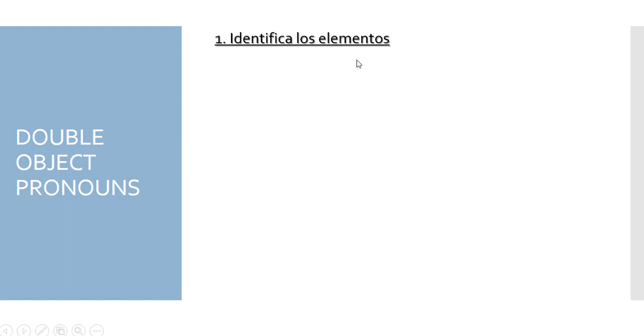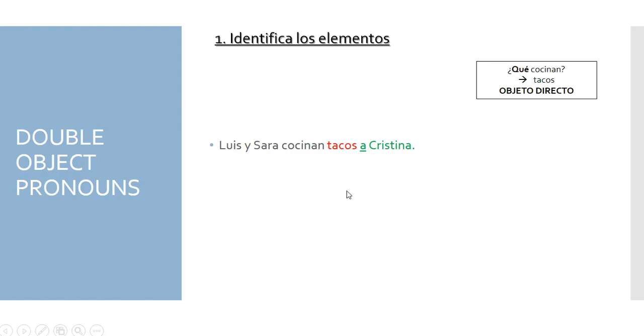Identify the different parts, the different elements. Identifica los elementos. Tenemos una frase, we have a sentence. Luis y Sara, we have usually a person or people, someone that is doing an action. It can be a thing too. But then, subject, we have a verb and a direct object. ¿Qué cocinan? What are they cooking? Tacos. That is going to be the direct object.